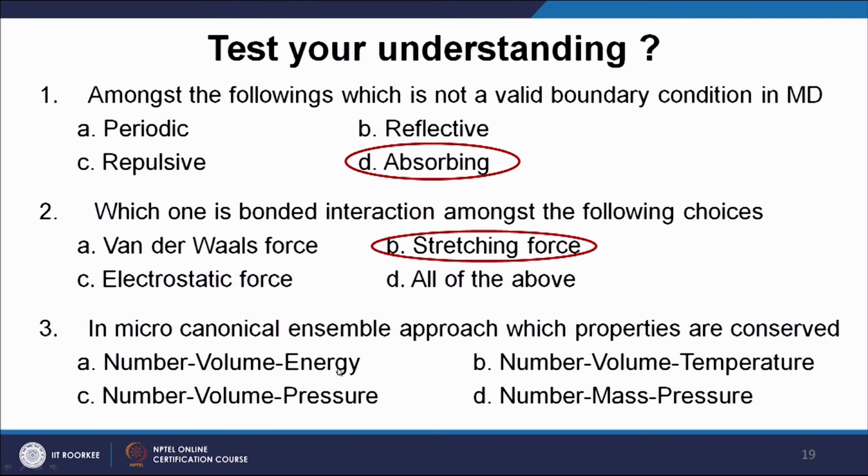Then, in the microcanonical ensemble approach, which properties are conserved? The microcanonical ensemble is NVE. We have options: number, volume, energy; number, volume, temperature; number, volume, pressure; and number, mass, pressure. As it is NVE, number, volume, energy is the correct answer.